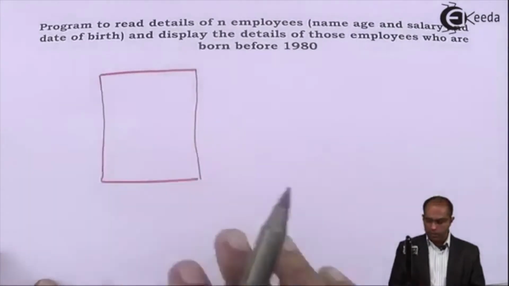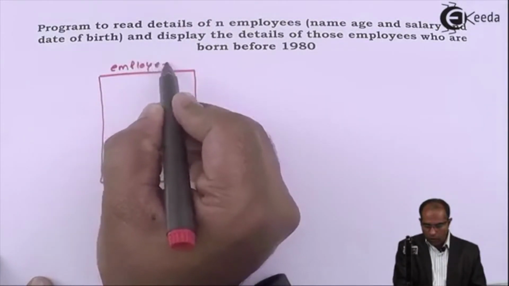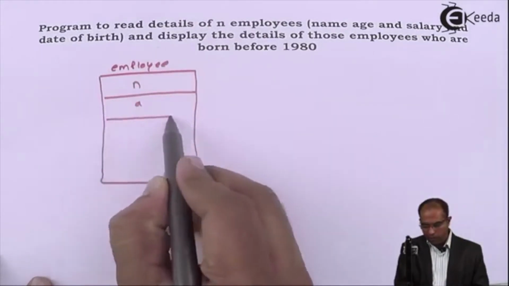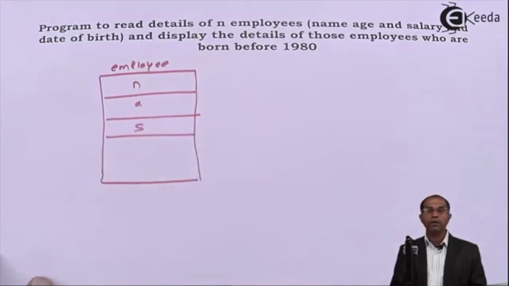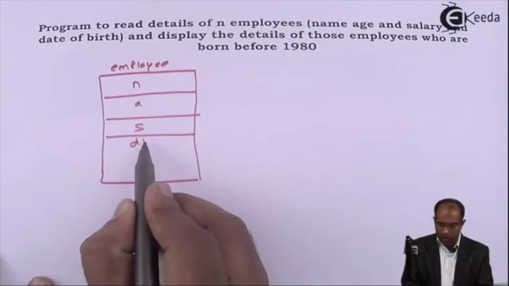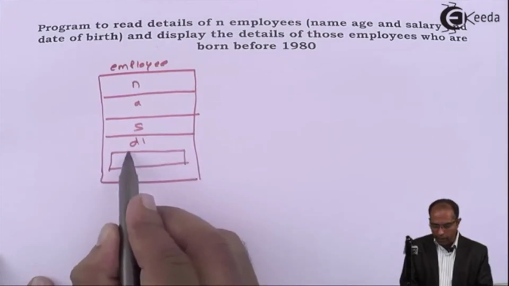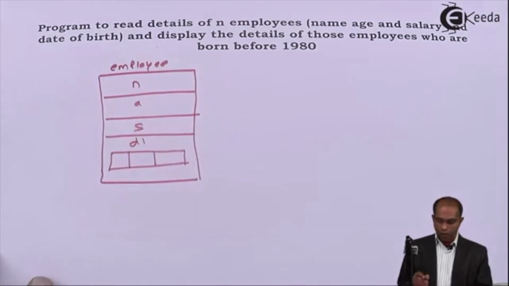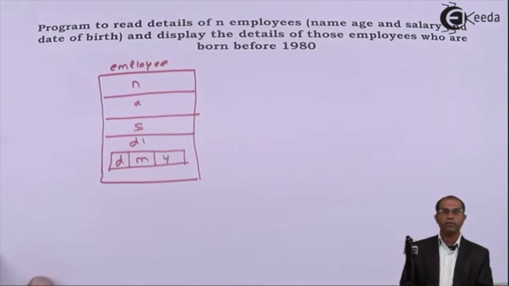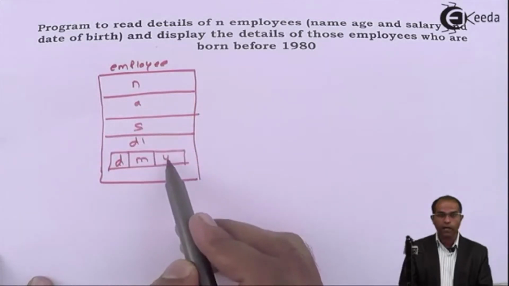Okay. Now, for this, I'll define a structure called employee. Now, this is my structure which is called employee. What are the members of this particular employee? I'll have name, age, and salary. And then within this, I'll have D1, or say date of birth, as one member, and this date of birth will again have 3 sub-members. I'll take D as a sub-member, month as a sub-member, and Y as a sub-member. So name, age, salary, and D1, with D, M, Y.